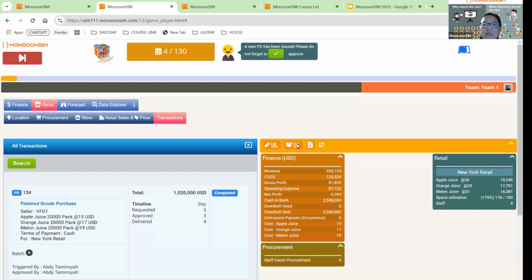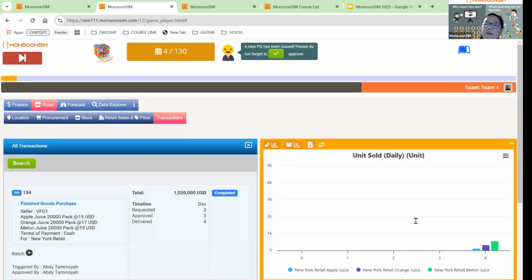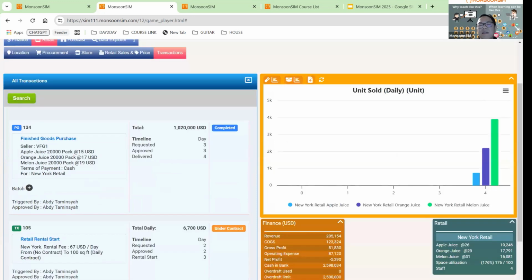That's really good news, right? So now if I look at my chart as a student, I can see that I do have sales going on. Looking at the chart, what can they decide? I can decide that melon juice is really good in New York. New York people like melon juice. That's one of the decisions that I made, one of the patterns that I saw, one of the data that I visualized.